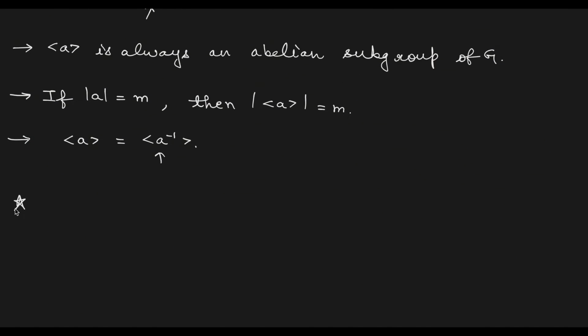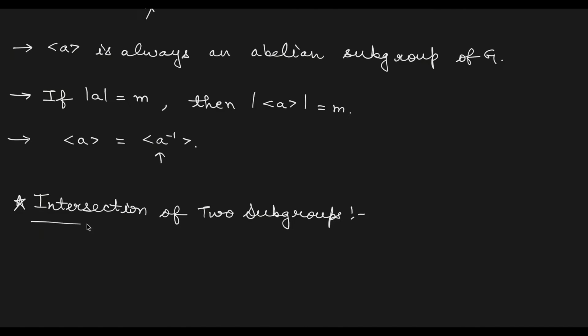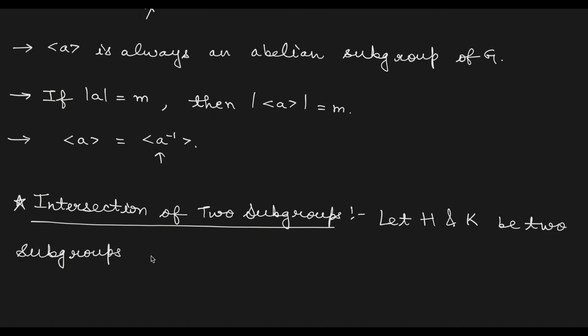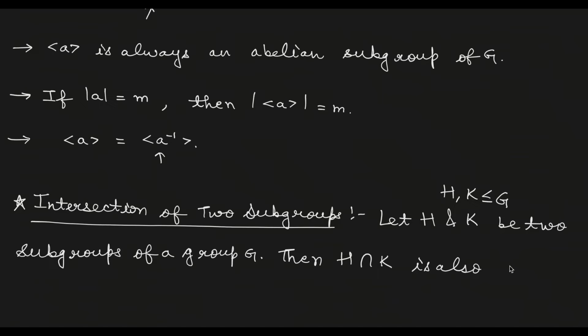Next is the intersection of two subgroups. Let H and K be two subgroups of a group G. Then if H and K are two subgroups of group G, their intersection is also a subgroup of G. H intersection K is also a subgroup of G.